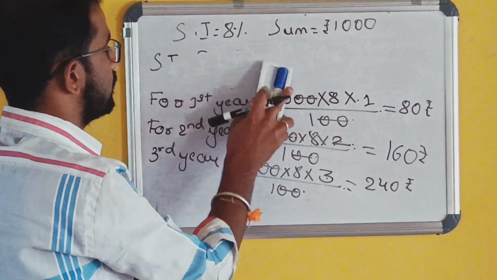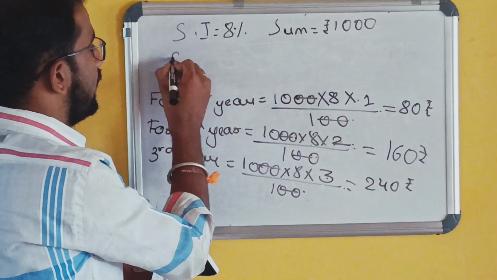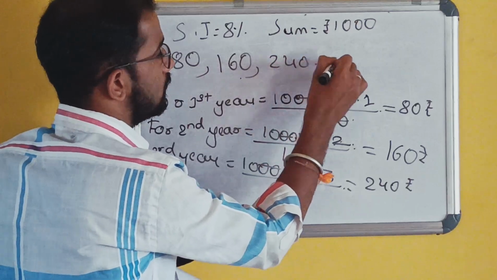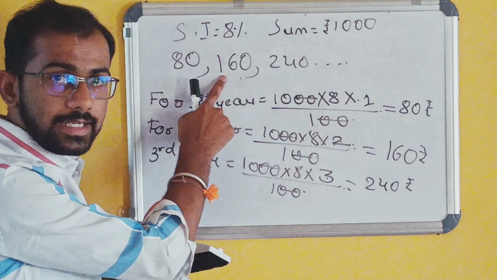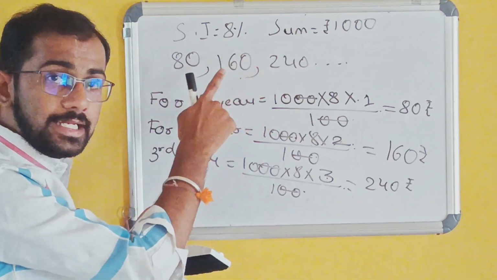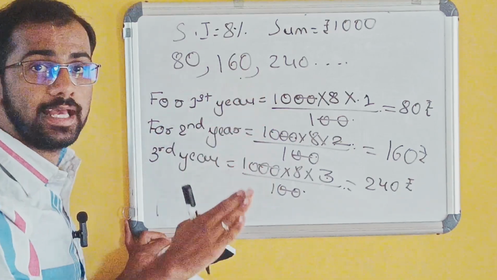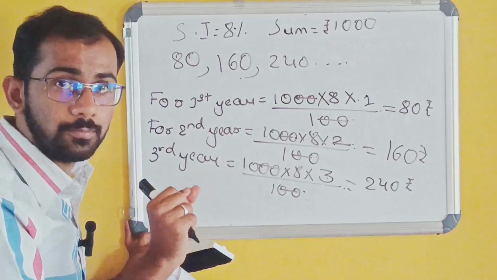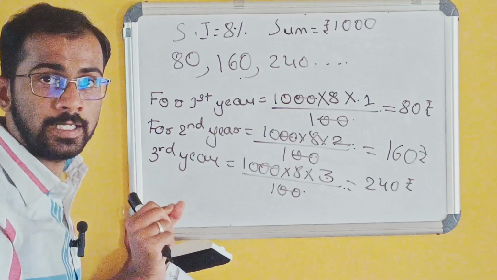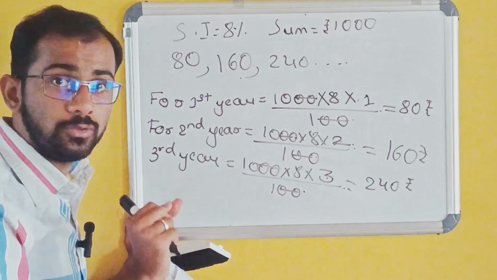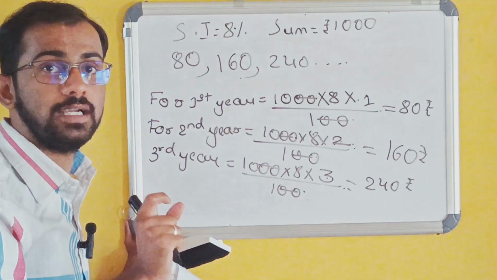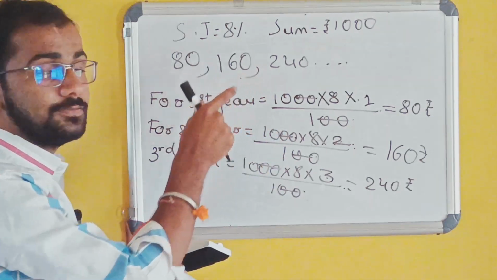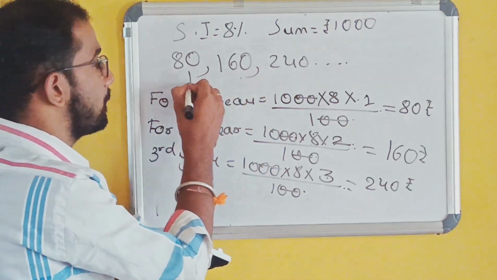See here, 80, 160 and 240, and so on. This is for first year, second year, third year simple interest. Now check whether this sequence is an arithmetic progression or not. In order to find whether a given sequence is an arithmetic progression or not, we need to check the common difference. If the common difference is the same between any two consecutive pairs, then only that sequence forms an arithmetic progression.